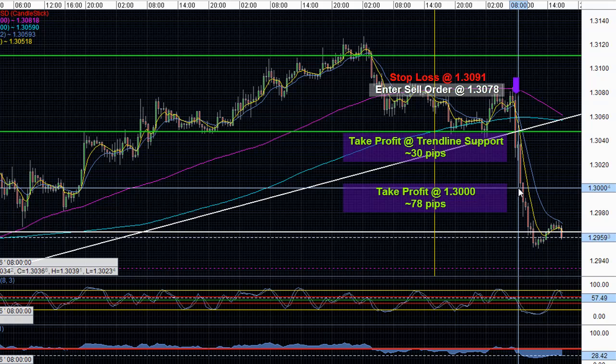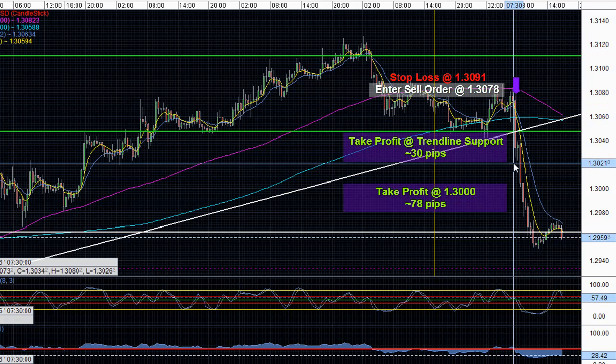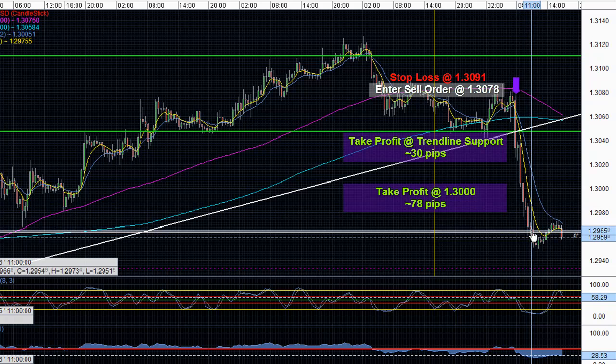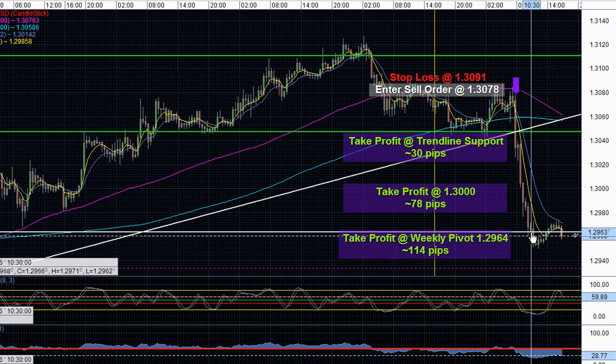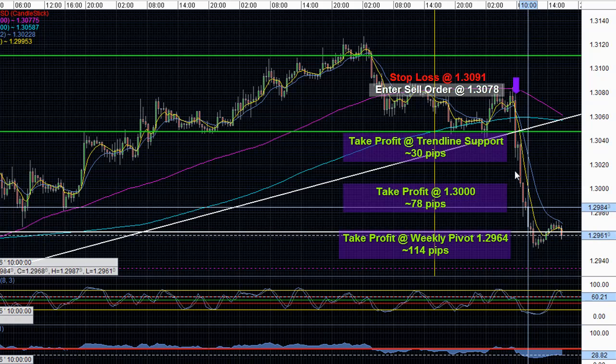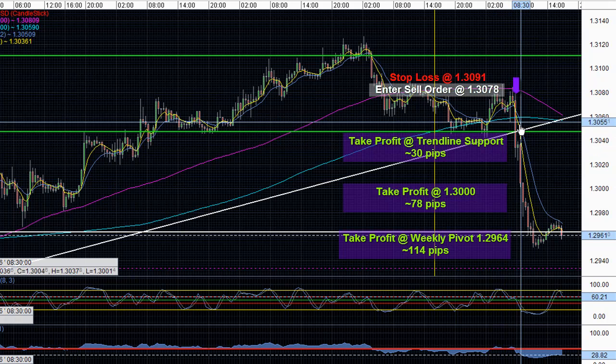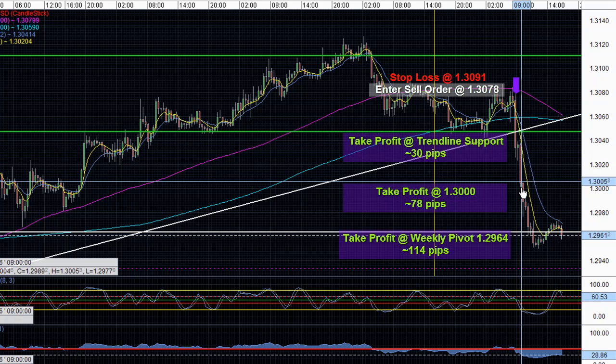You could have held onto your trade. You could have trailed your stop loss closer, and then you could have held out into this trade and maybe close it out when it reached this weekly pivot point level at 29.64 for about a 114 pip trade. So those were, of course, a few options. This was one trade entry that could have had a few different outcomes depending on what type of trader you wanted to be for today.